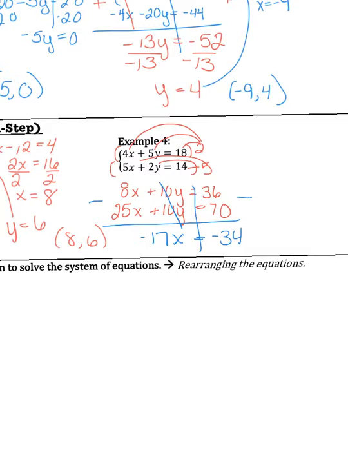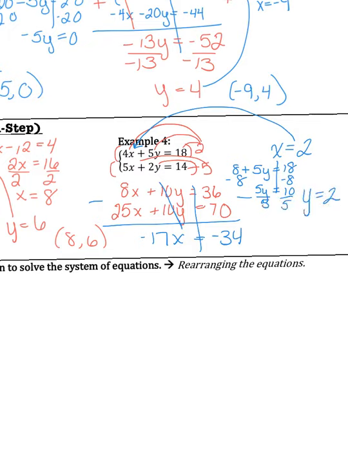And when I divide by negative 17, I get an x value then of 2. So if I plug 2 into the original top equation, that would be 8 plus 5y is equal to 18. I'd subtract 8, get 5y is equal to 10, divide by 5, and I see that y is also equal to 2. And so we get the answer 2, 2.